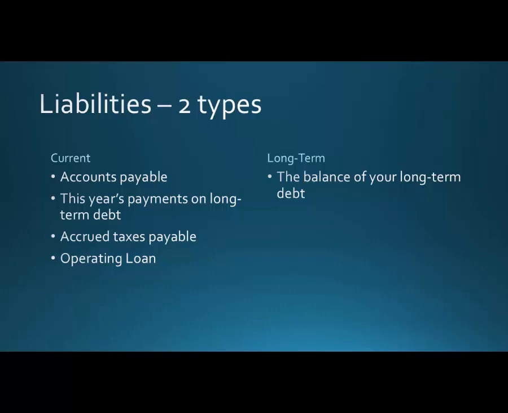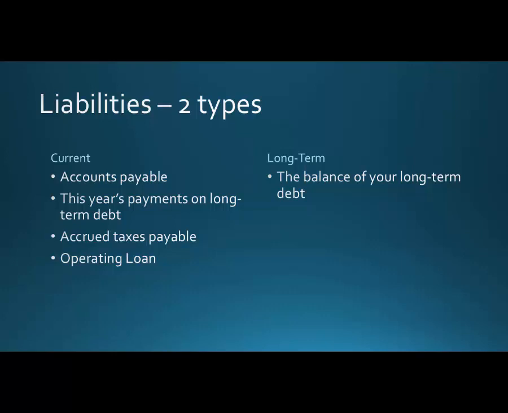This year's payment on a long-term debt. So if you have a tractor loan and you've got to make a payment during this accounting period, then that payment is going to be listed as a current liability, whereas the rest of it, the balance you still owe on after you make your payments, goes over to the other side, the long-term liabilities.